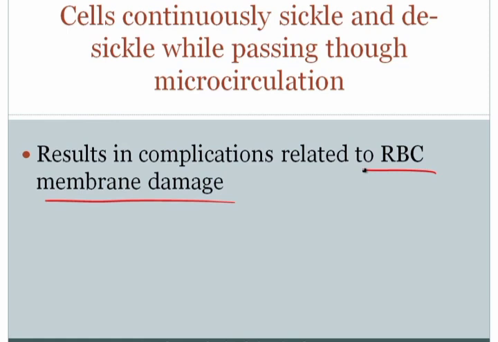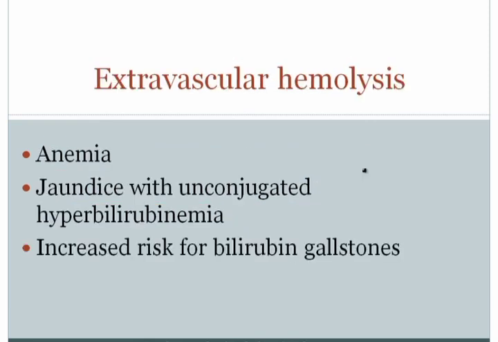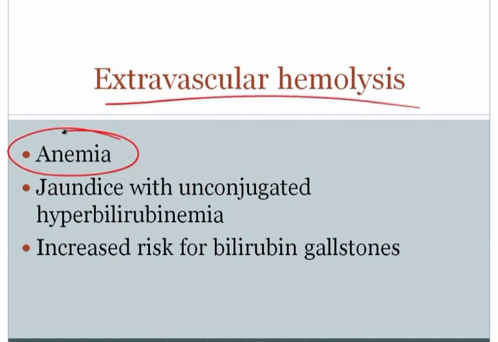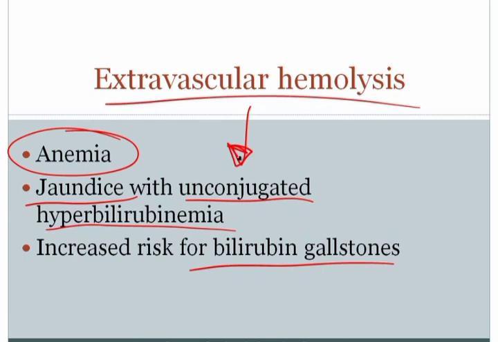And one of the major principles of clinical findings in sickle cell anemia is actually related to membrane damage. For example, because there's membrane damage, the cells are going to become less flexible over time, and as they become less flexible over time, the spleen will actually remove them from the circulation. And so that's going to result in extravascular hemolysis with an anemia. At the same time, all of the consequences of extravascular hemolysis, jaundice, as I've already explained, unconjugated hyperbilirubinemia, and increased risk for bilirubin gallstones will all be a consequence of extravascular hemolysis.